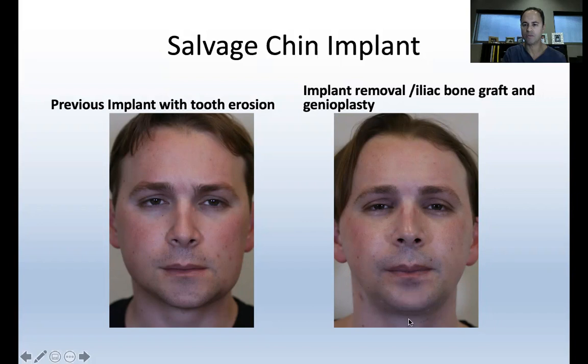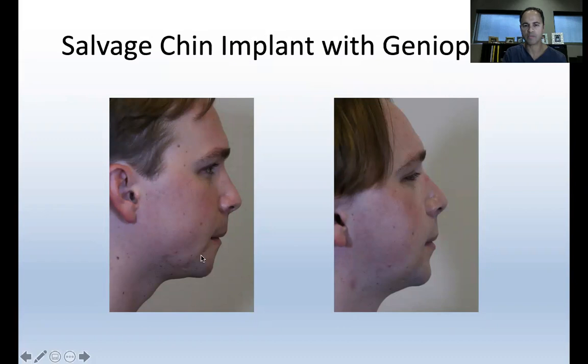So even with this chin implant, he had persistent prejowl sulcus, but had osseous resorption from the chin implant. So I removed it, removed the angle implants, performed a sliding genioplasty, iliac crest bone marrow placement, and to correct the cortical resorption of the tooth. And the patient did well postoperatively.